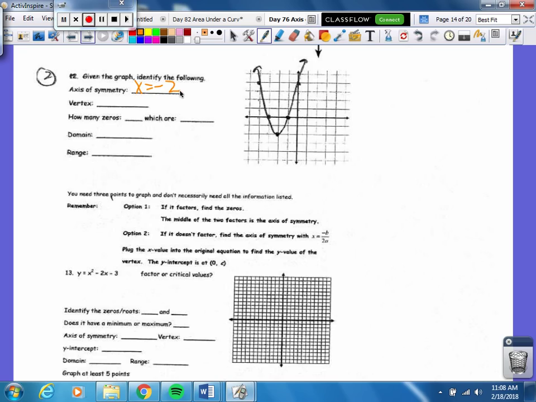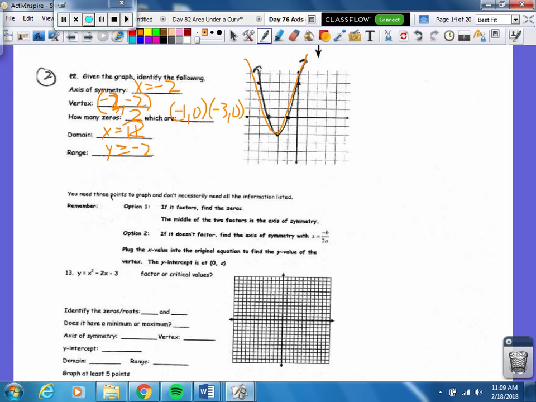X equals negative 2 for the axis of symmetry. Negative 2 is your vertex. We have two zeros, which are -1, 0 and -3, 0. The domain is x equals all real numbers, so it goes from the left and the right forever, and the range does not go up and down forever, but it starts at -2 and goes up forever, like that. Okay, any questions, raise your hand with that one.